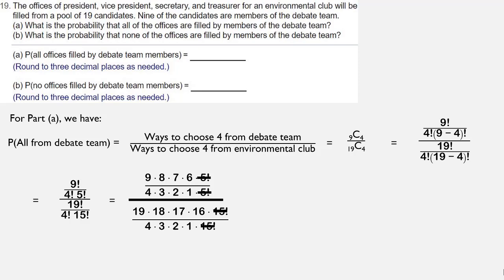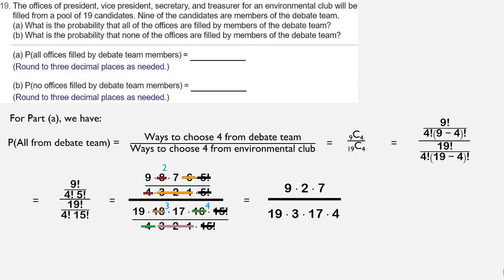So we see 5 factorials on top and 15 factorials on the bottom. Those are going to reduce away. And then there's other reduction that can be done. So the 3, 2, and 1 reduce with a 6, and that's just gone. The 4 and the 8 reduce and leave a 2. Then in the denominator, we have the 1, 2, and 3 make 6. 6 divides into 18 3 times. And then the 4 reduces with the 16 and leaves a 4. So on top, we end up with 9 times 2 times 7. On the bottom, 19 times 3 times 17 times 4.